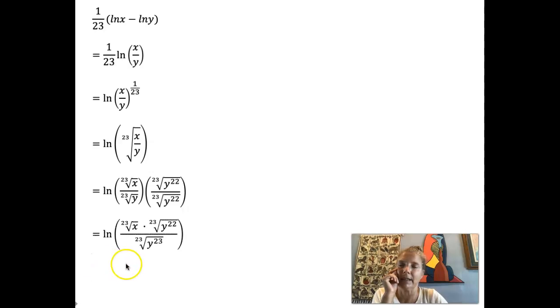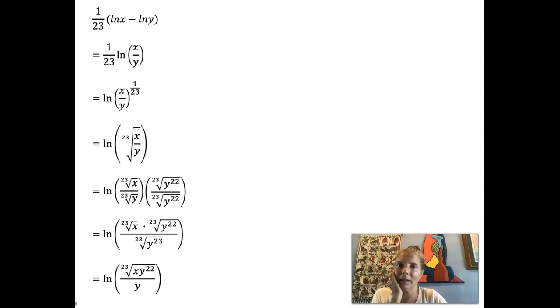So what does that get us? In the denominator, it gets us exactly what we wanted. We've got the 23rd root of y to the 23rd power, and of course that's just y. In the numerator, I just wrote those two radicals right next to each other. We have the 23rd root of x times the 23rd root of y to the 22nd power. And it doesn't simplify much more after that.